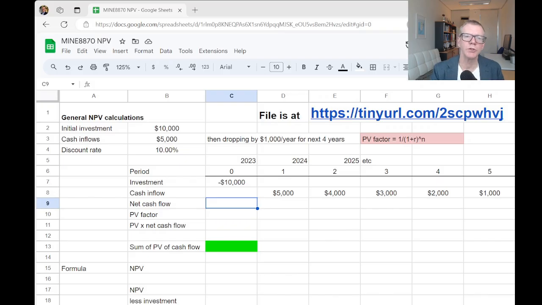So this is an example that we've got from the slides, and I'll put a link to this spreadsheet in the notes in the description of the video. So what we've got here is an initial investment of $10,000, which I've modeled as negative $10,000 because the initial investment is going to be a cash outflow. I've then got cash inflows that the investment will generate of $5,000, the second year $4,000, then $3,000, then $2,000, then $1,000. Note that I've got the initial investment in year 0.